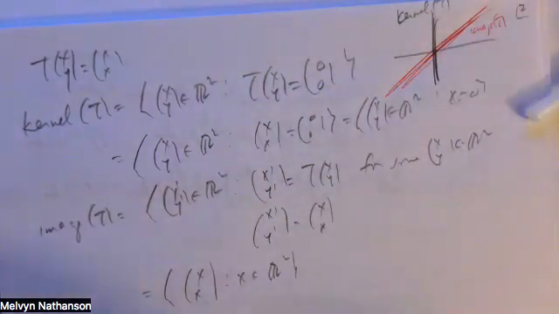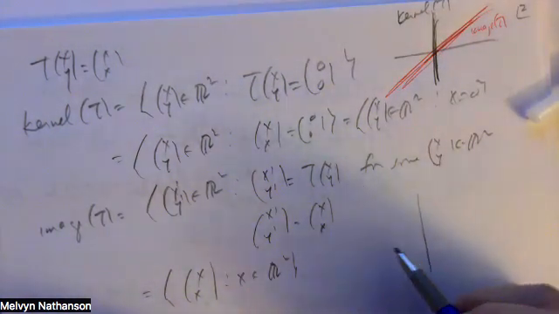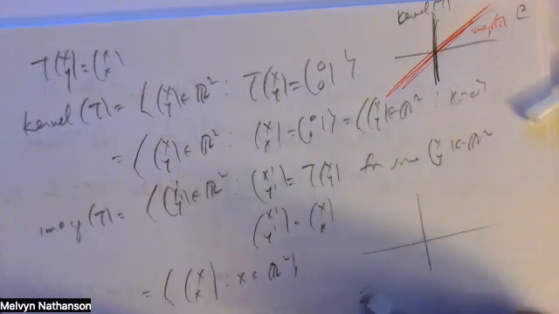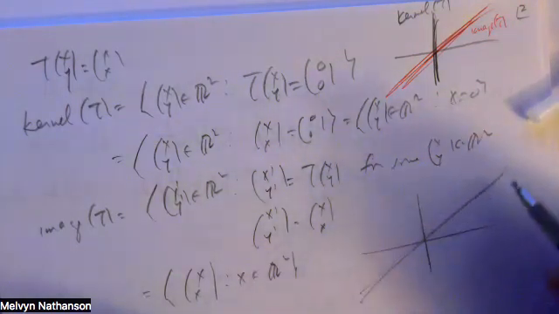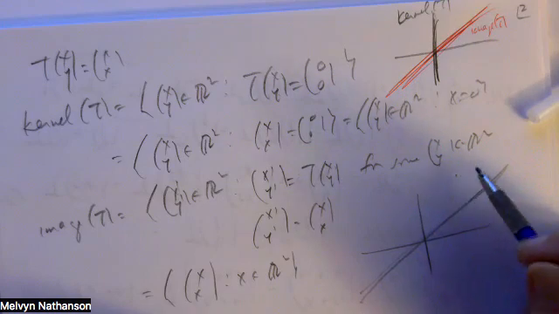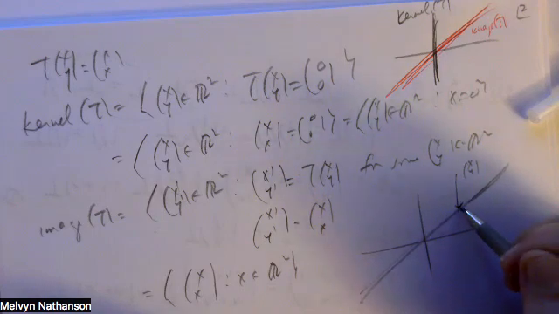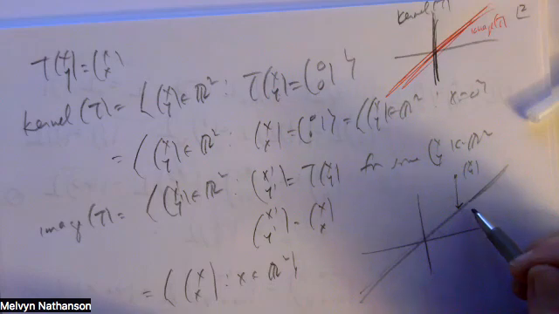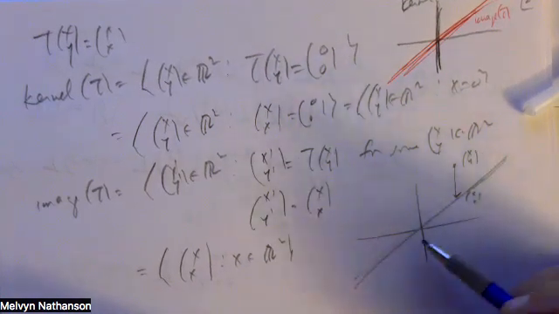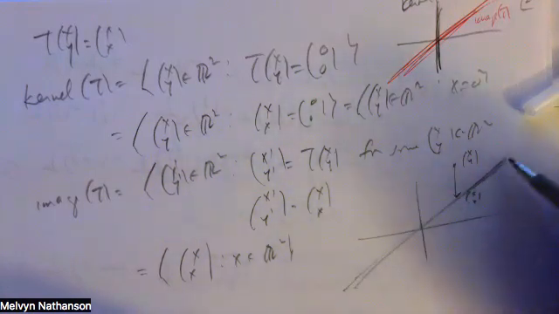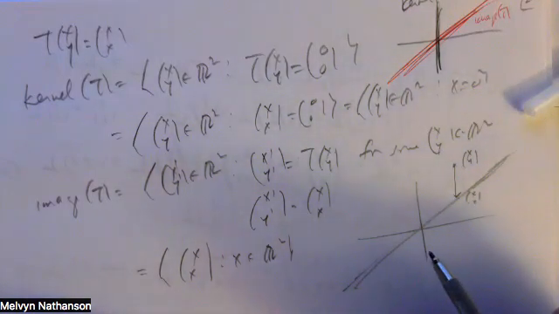And in fact, if you want to understand how this linear transformation operates, if you take any vector (x, y), it gets mapped vertically down onto the line. So (x, y) goes to (x, x). So this linear transformation is just projection onto the line y equals x.